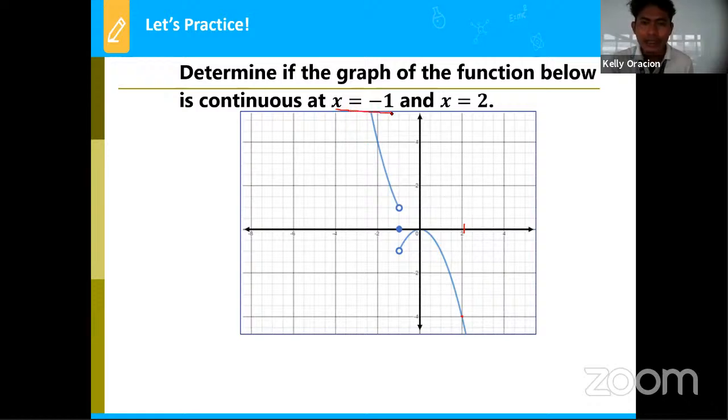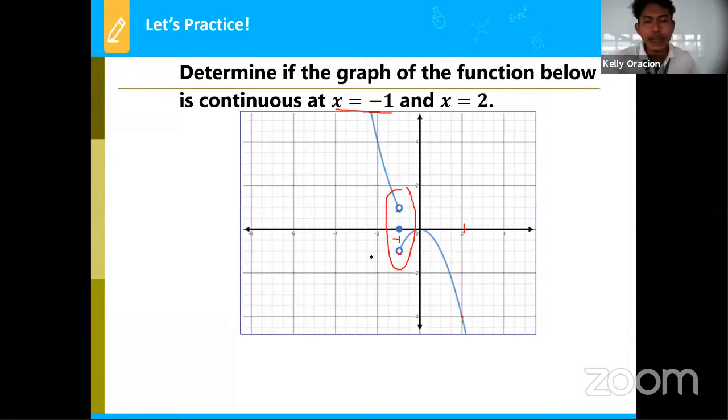But x is -1. Look at the graph. This one is shaded, and this one is not shaded. That is -1, right? At x is -1, there are two points that are not shaded. So that means there is a hole. That means the function is not continuous at x is equal to -1. Again, the function is not continuous at x is equal to -1.